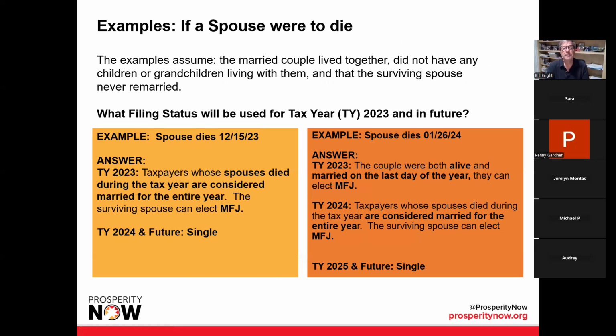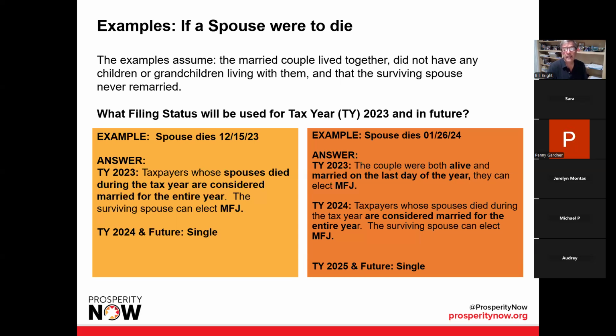Okay, if a spouse were to die, say a married couple living together who did not have any children or grandchildren living with them, and the surviving spouse never remarried. So the spouse dies at the end of the year. Taxpayers whose spouse died during the tax year are considered married for the entire year, so the surviving spouse can file married filing jointly. Again, going to next year, they would be single.